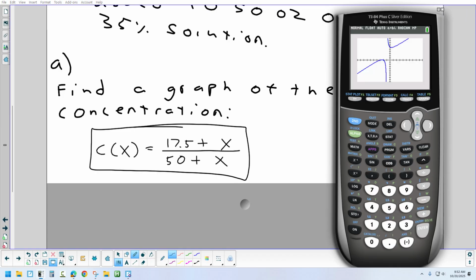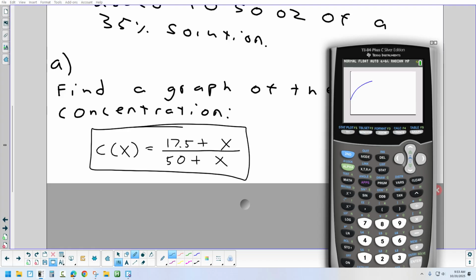Okay, so let's graph it: 17.5 plus X divided by 50 plus X. Now, concentration is always between 0% and 100%. This is a decimal, so it's going to be somewhere between 0 and 1. If I multiplied by 100, I could make it 0 and 100. Am I taking acid out? Can I pour in a negative amount? No. What's the most amount I could pour in? There's no limit. I can pour in as much as I want.